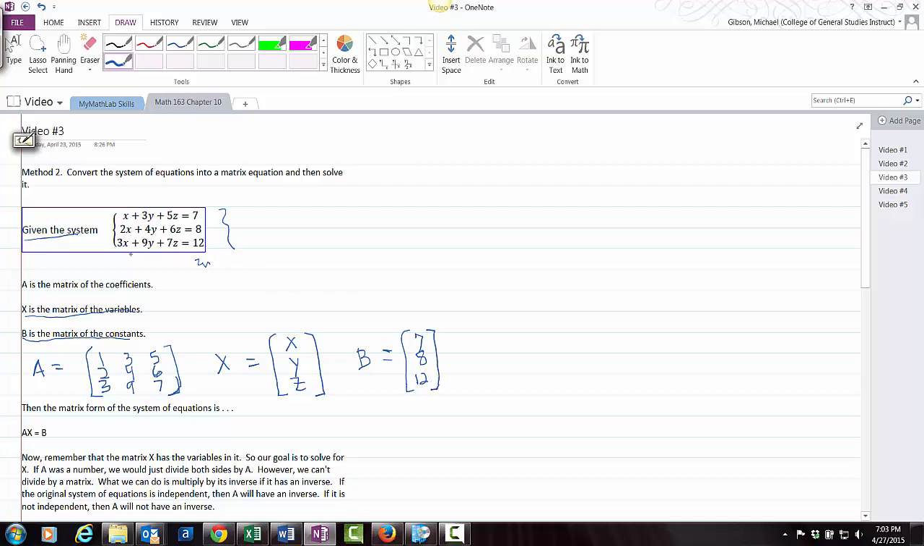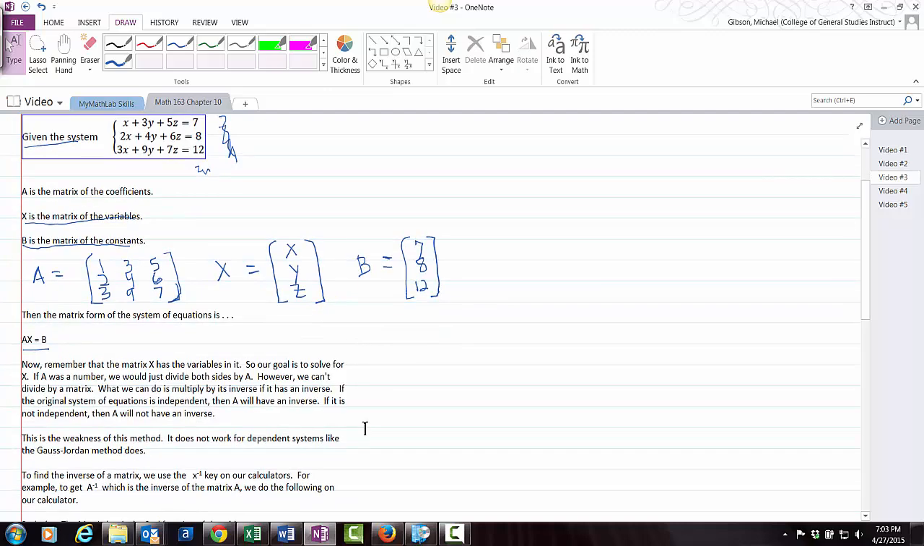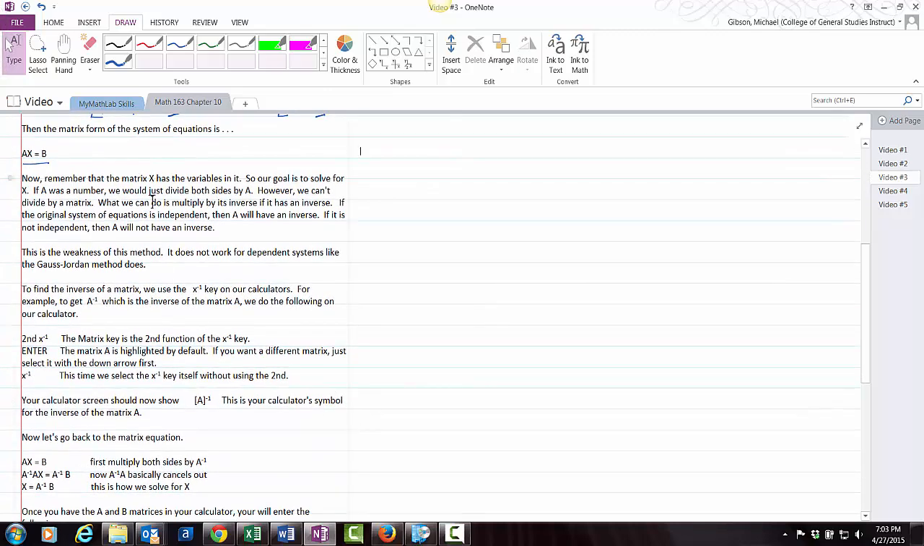So the first step then is you get a system like this one, and you turn it into these three matrices. And then in matrix notation, it's kind of shorthand. You could write this whole system like that, AX equals B. Now, the matrix X has the variables in it, so our goal is to solve for X.